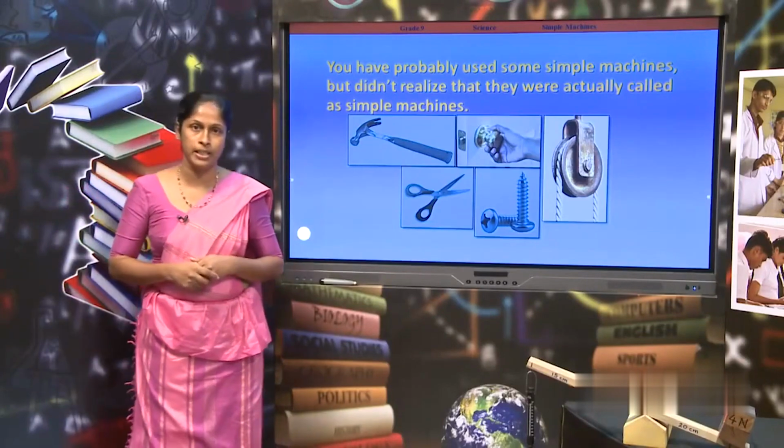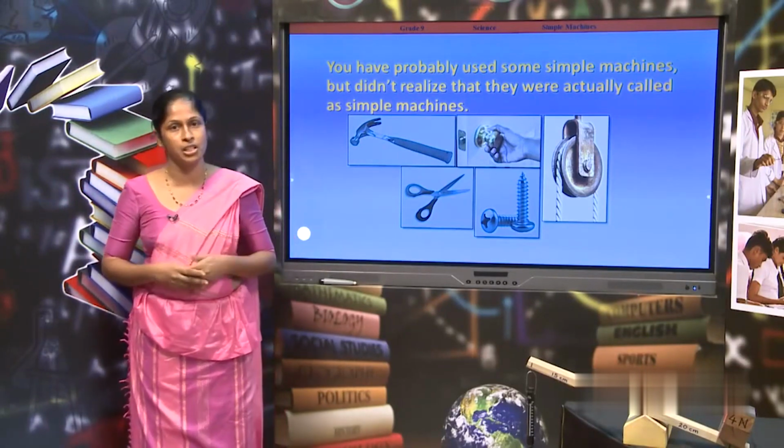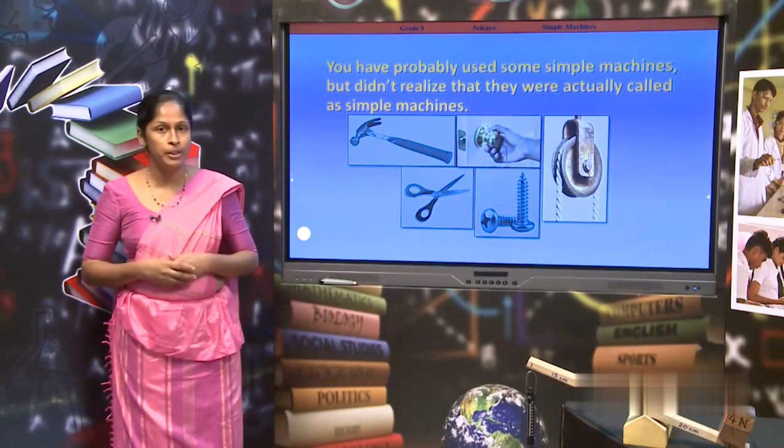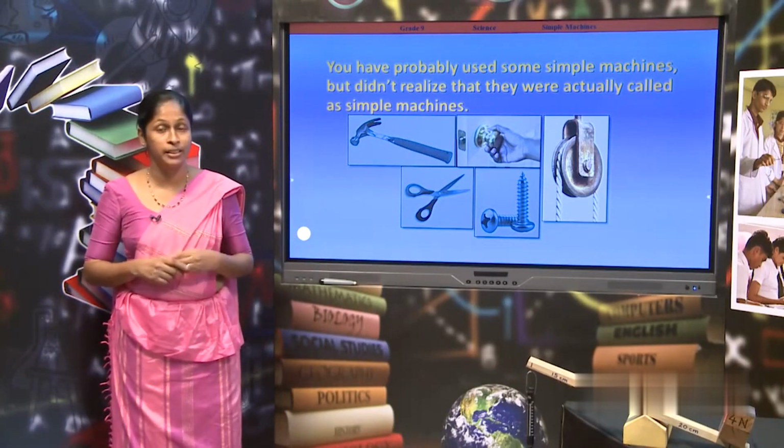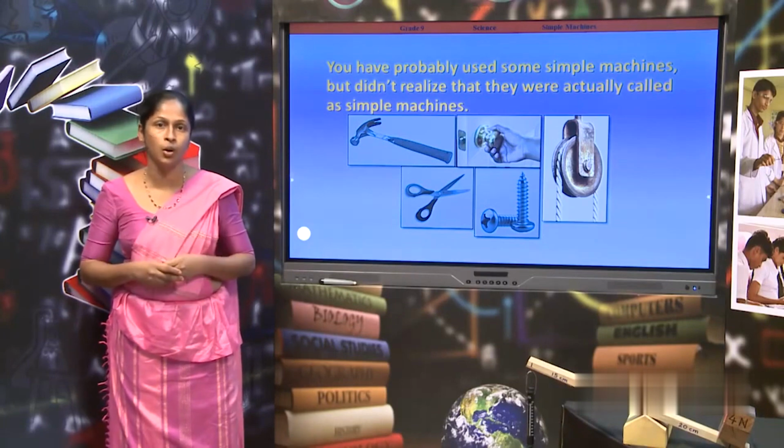What are these equipments? They are simple machines. You have probably used simple machines, but didn't realize that they are actually called simple machines. What do simple machines do? They make our day-to-day work easier. Simple machines can be defined as tools which make our day-to-day work easier. How? Simple machines make our work easier in two ways.